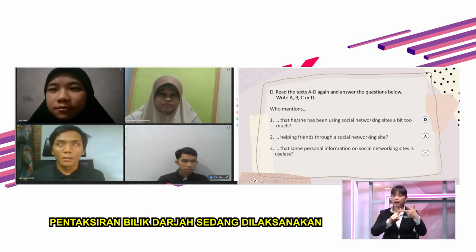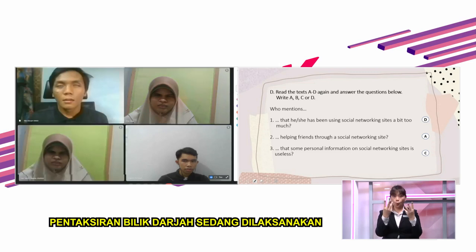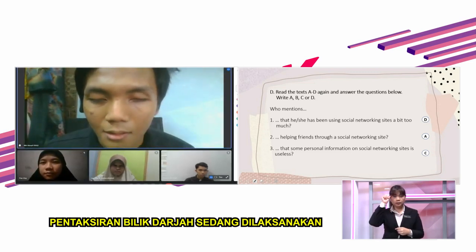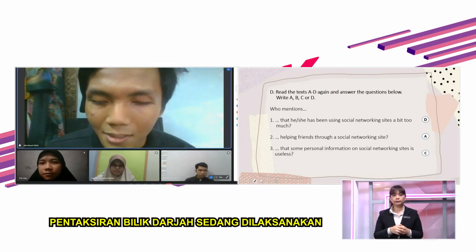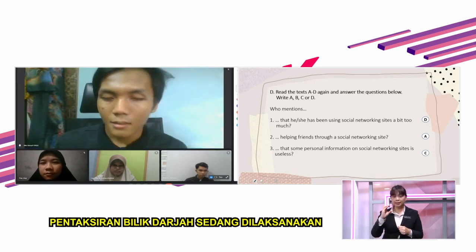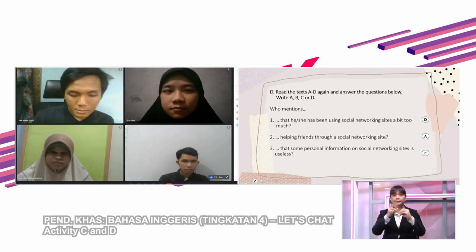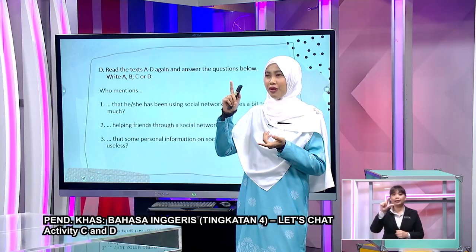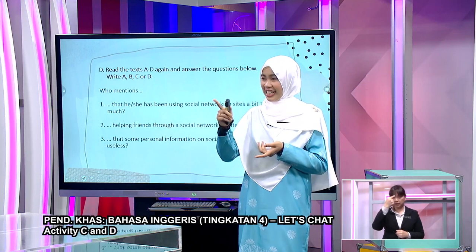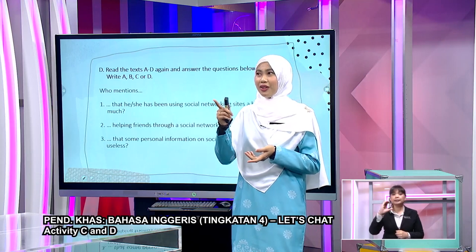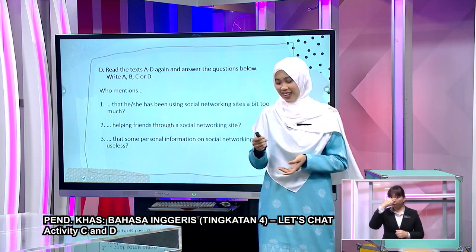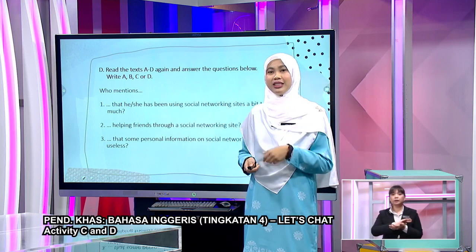Now, number three? Some personal information. Who wants to answer? My answer is C. Okay, good. If you noticed earlier, A is for Alicia, B is for Adrian, C is for Ryan, and D is for Emma. All right, so we just put the word.